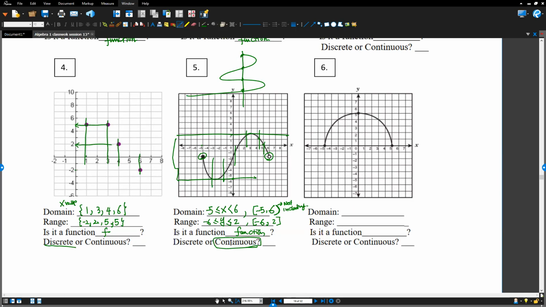The last one, number 6. Domain is from here to here. The value of x is what? Start from here to here, right? They're all values of x. So x is greater than or equal to -5, but less than or equal to 5, because this is a semicircle. Or you can use interval notation, from -5 up to +5, including these two numbers.